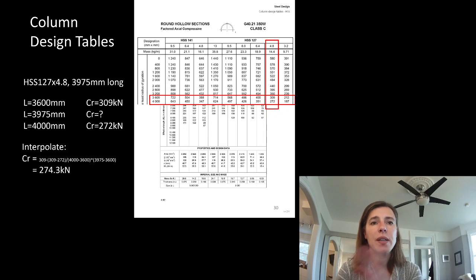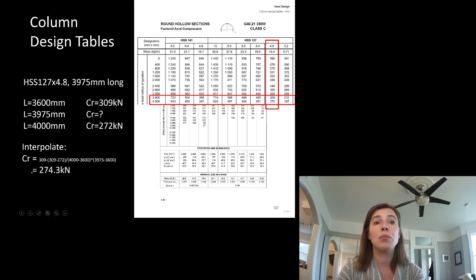So, if we had calculated that the factored load on this column is 300 kilonewtons, does it work? No. We need our compressive resistance, or something with the little subscript R, to be greater than our factored load, or something with our little subscript F. And if our factored load is 300, that is not less than 274.3.